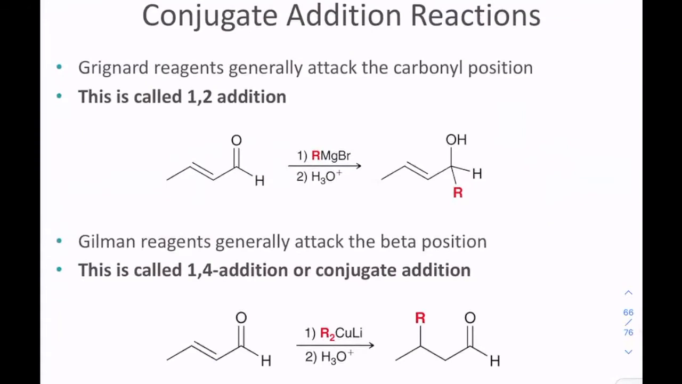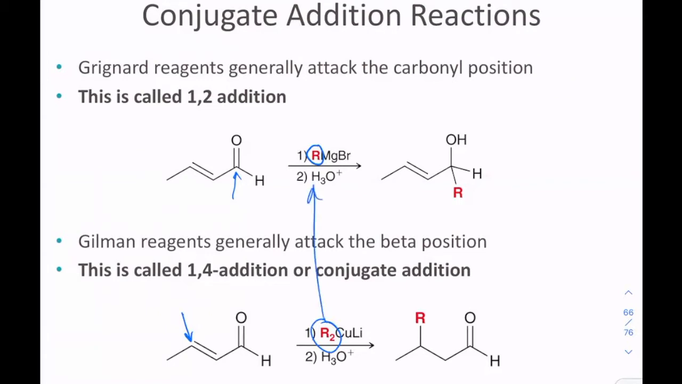A Grignard reagent is going to typically happen at the carbonyl carbon, shown right here. So our negative carbon nucleophile is going to add directly to the carbonyl carbon because it is a strong, good nucleophile. It turns out that the weaker organometallic reaction, the Gilman reagent, preferentially adds to the beta position.